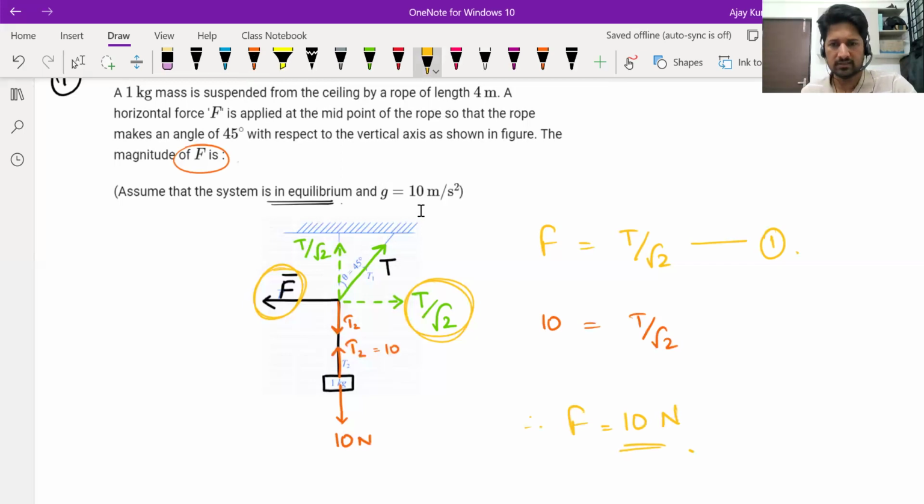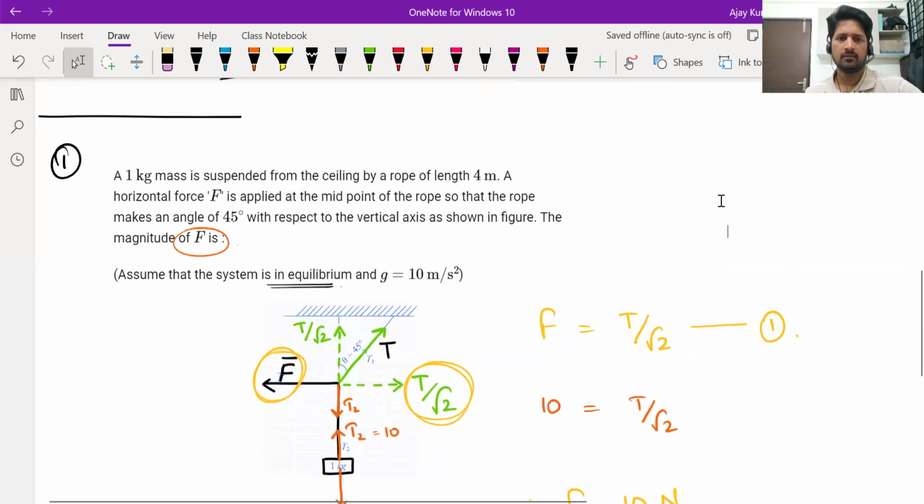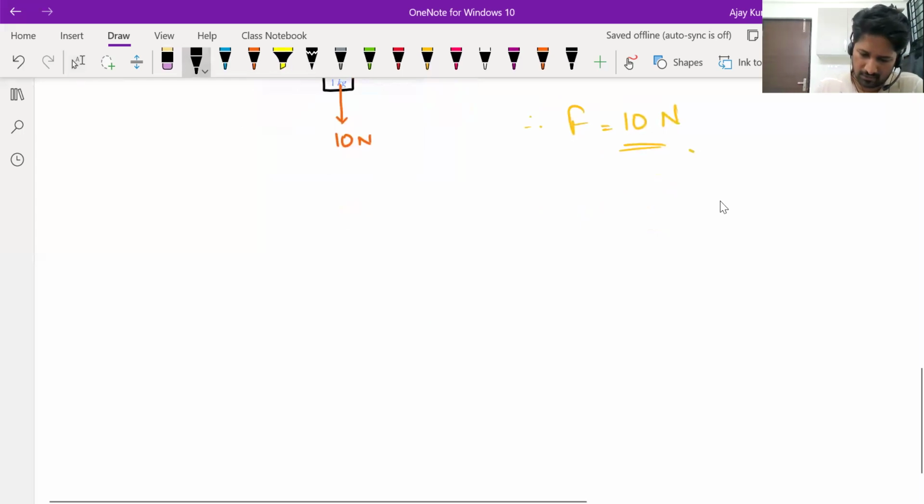Okay, those of you who got the answer 10, good. Is this clear? Any doubts in this? Saket, did you understand? Yes, sir. Okay. Fine. If any of you have any doubt, you can ask, no problem. Next question.